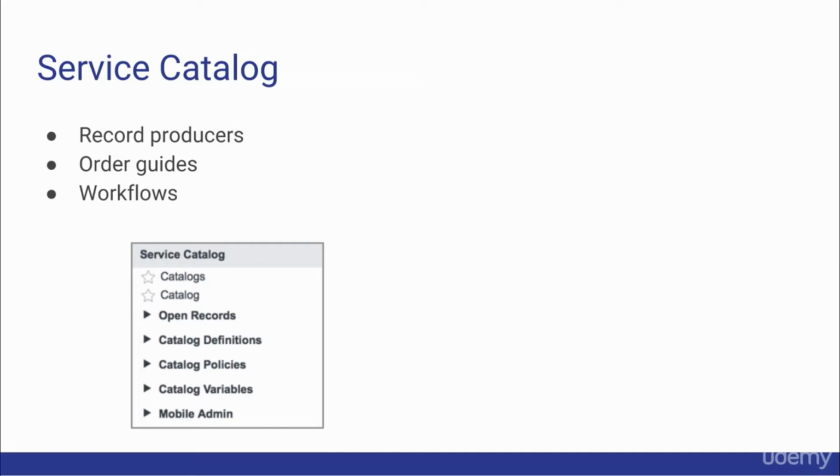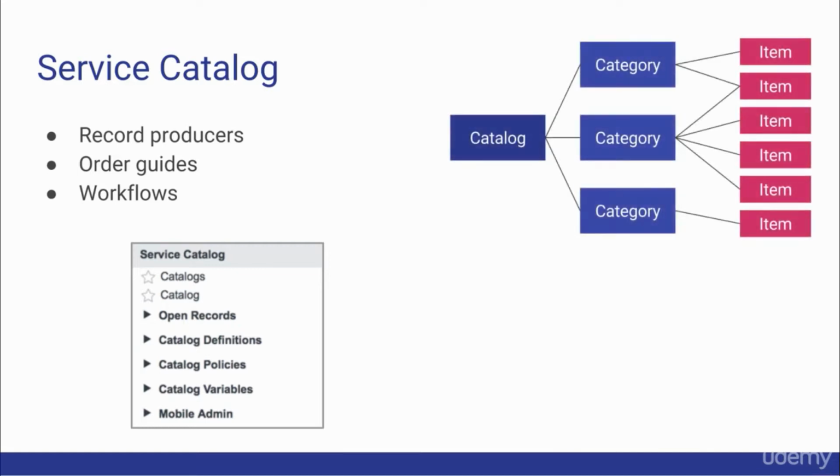ServiceNow supports multiple catalogs, so we can have an IT services catalog, an HR catalog, and really a number of other catalogs. Each catalog contains a number of categories, such as hardware, software, and so on. Each category contains catalog items, such as an iPhone or a particular service. It's important to note that an item may belong to multiple categories, such as a phone being placed in a hardware category and a mobile category.